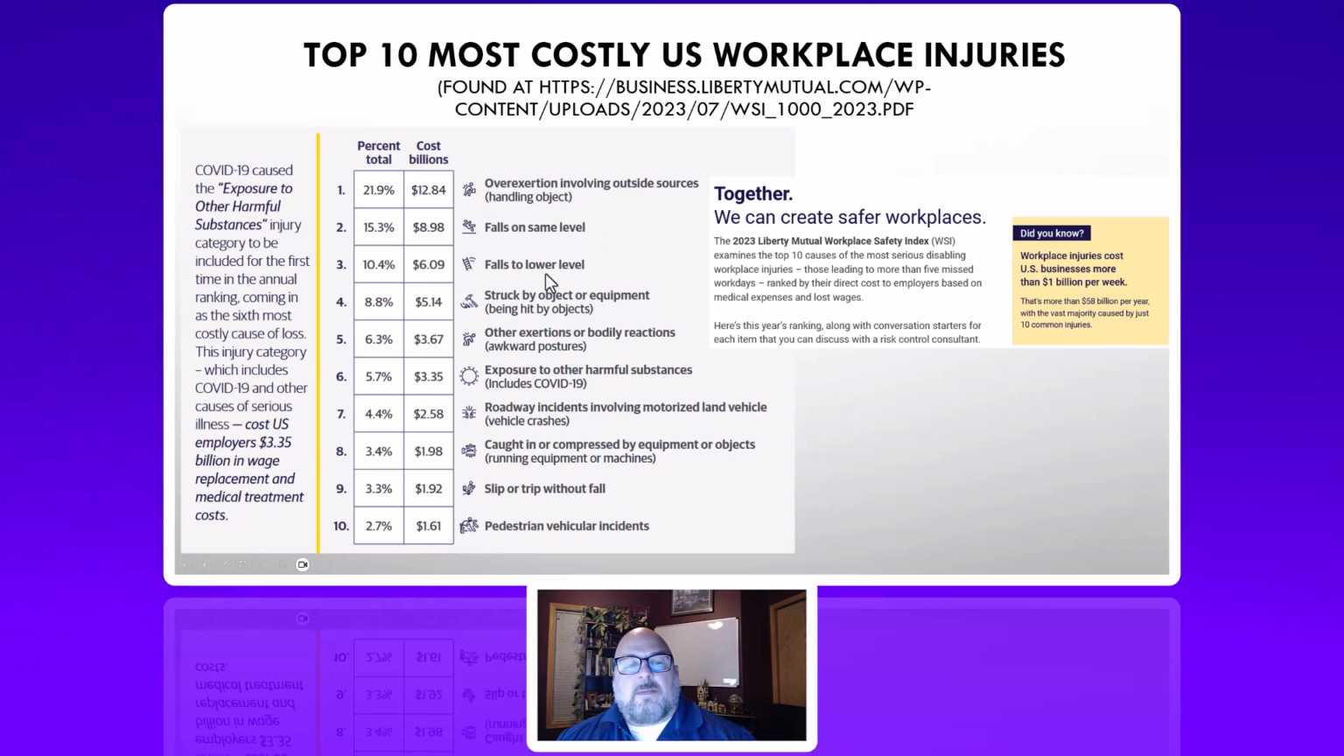Overexertion, falls to same level, falls to lower level, struck by object, other exertions. So we've got ergonomics, 2 in the top 5, falls, 2 in the top 5, struck by, 1 of the top 5. We expand to the top 10.